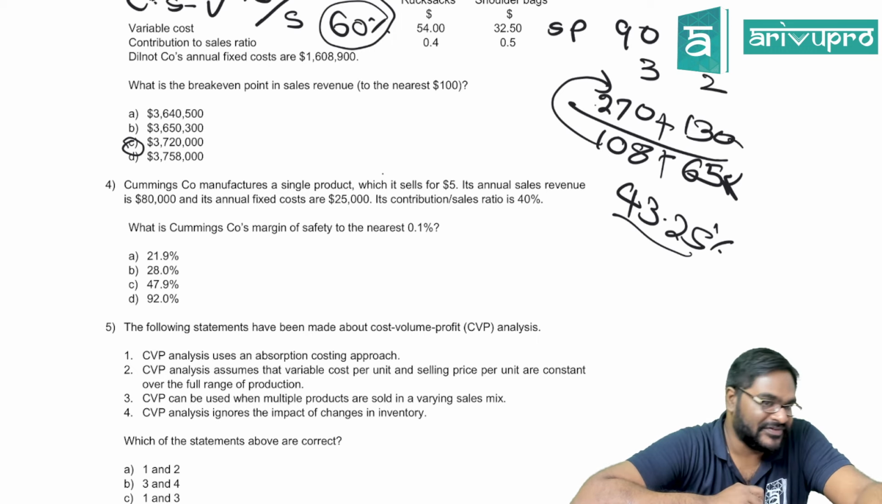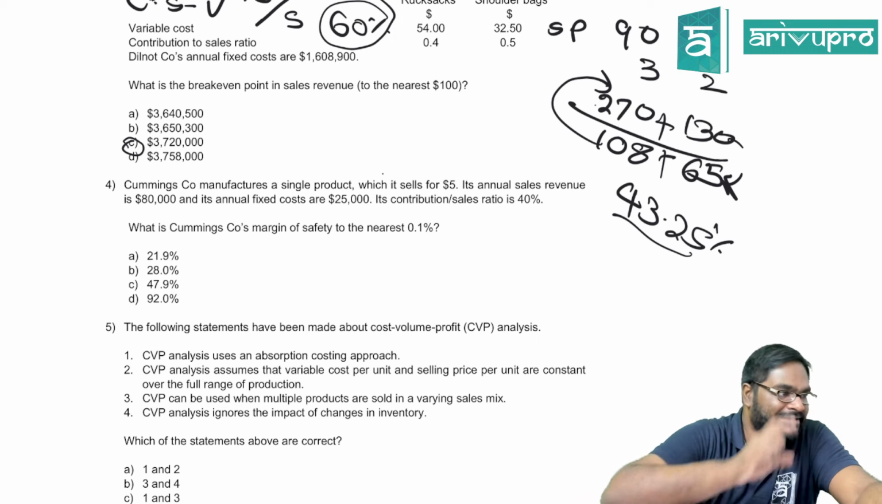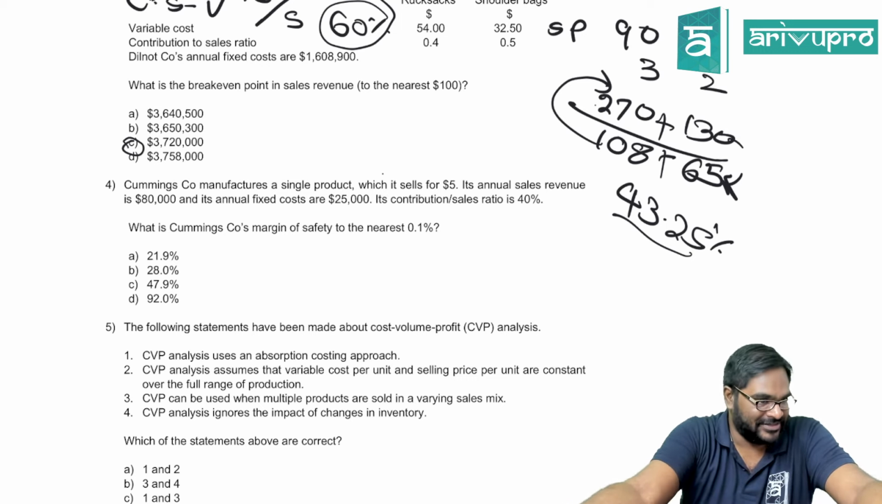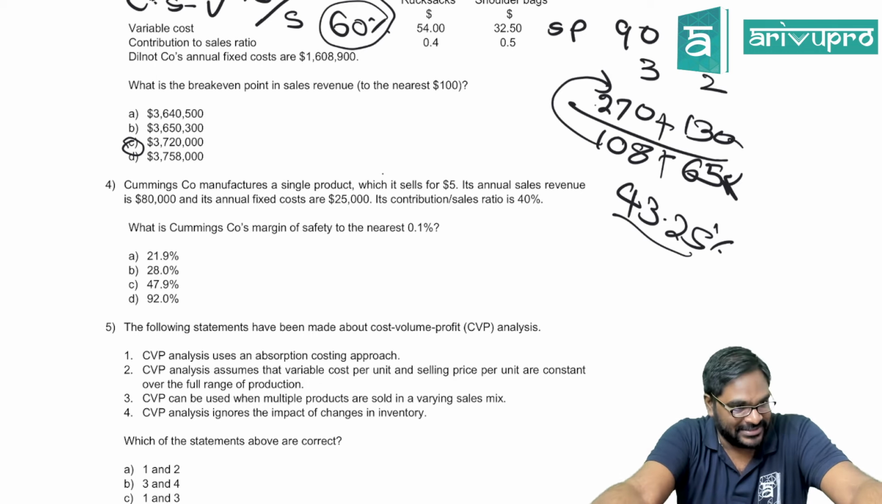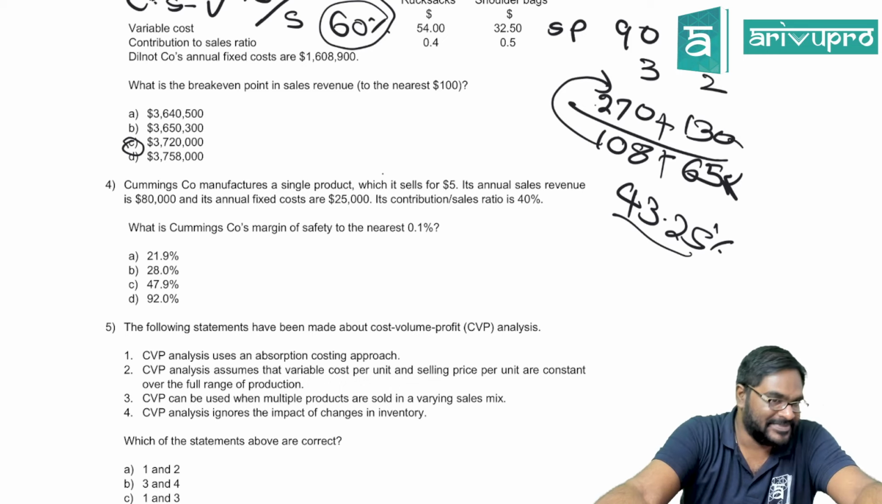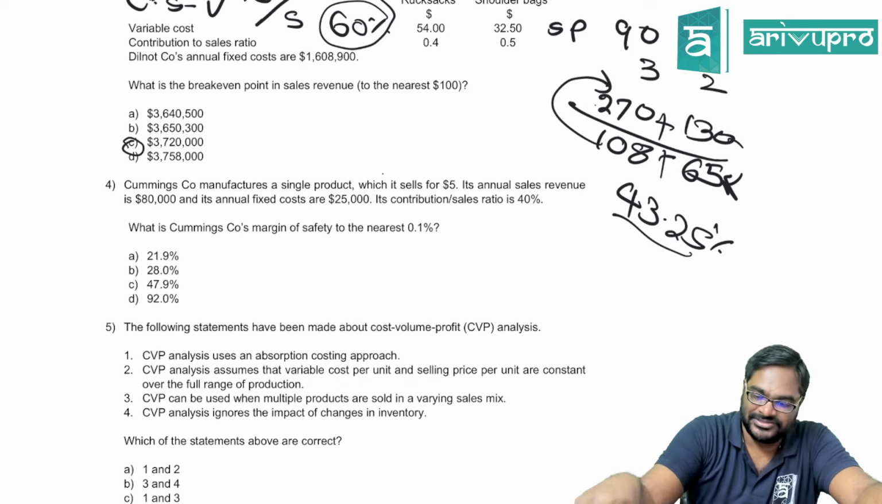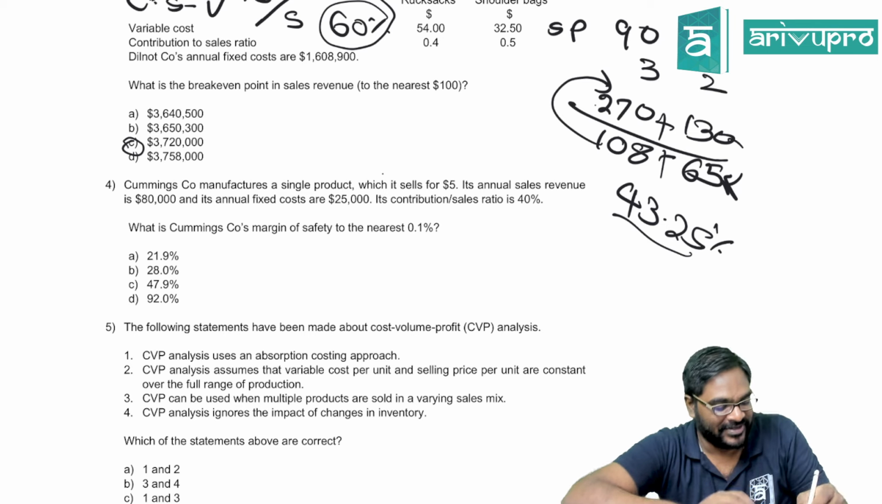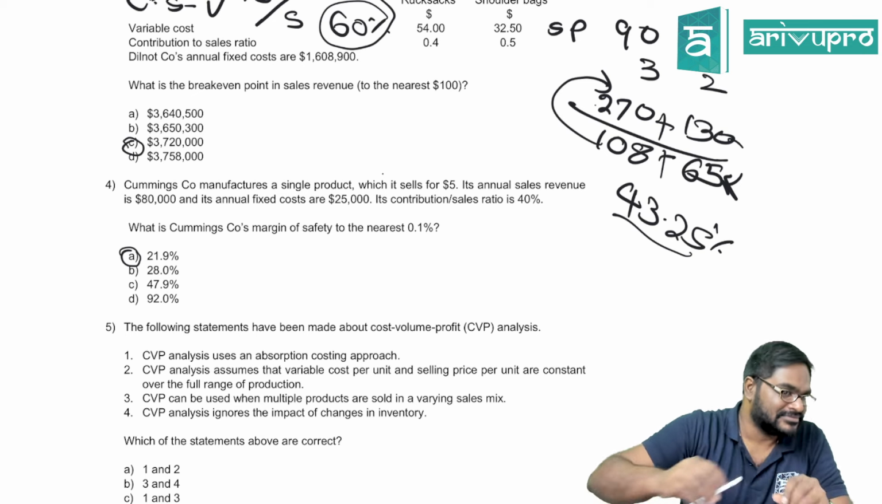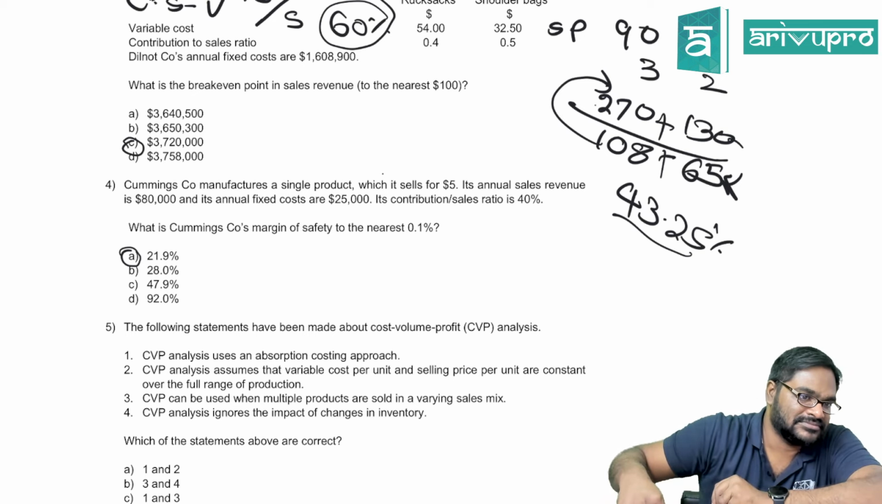But we are doing a sale of 80,000. So the gap between this 80,000 and 62,500 would be the margin of safety. If I divide that by the sales and multiply by 100, that would be my margin of safety percentage, isn't it? So that comes to 21.9 if I'm not mistaken. Am I correct? So this would be the answer, answer A. If we have the profit, how do we arrive at margin?